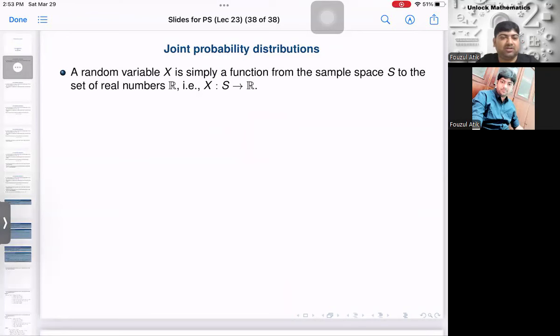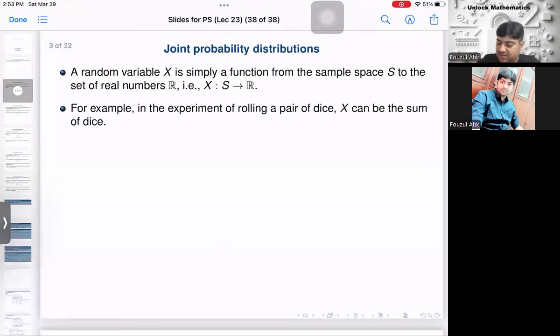That is, X equal to 2 is some event, X equal to 3 is some event, right? X equal to 2 means both dice show face 1. X equal to 3 means two outcomes are involved: one die shows face 1 and the other die shows face 2, and the other outcome is that the first die shows 2 and the other die shows 1. In this way, for all outcomes we have given some real number, and that is a random variable. We have already discussed this example.